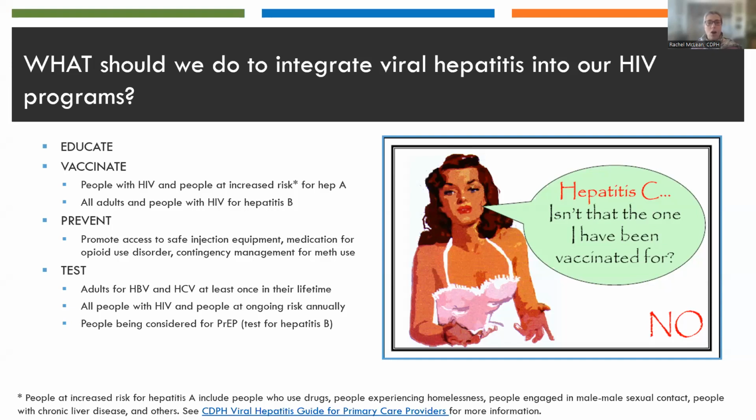CDC recommends that all people with HIV and people at increased risk should be vaccinated against hepatitis A, and all adults and people with HIV should be vaccinated against hepatitis B. So basically most of your participants should be vaccinated against hepatitis A and B, which can really prevent liver disease as well as transmission of infection.